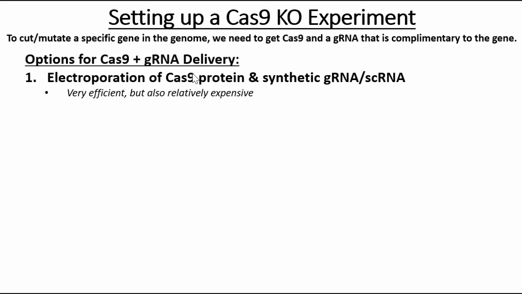And that method is very, very effective, very efficient, but it's also pretty expensive because what you're doing here is you're paying a company, for example, to make that protein for you, then ship it. You're also paying them to make the synthetic RNA, which is relatively expensive. So there, you have a very efficient method, but it's also pretty expensive overall. So what is another way you could do this?